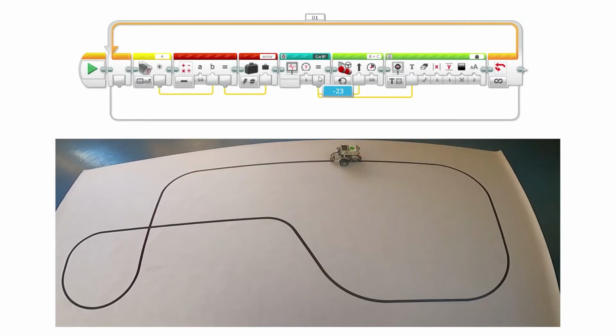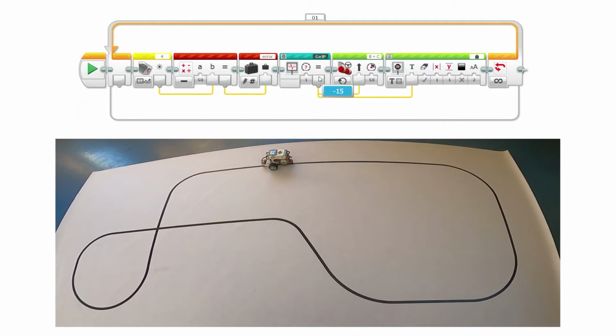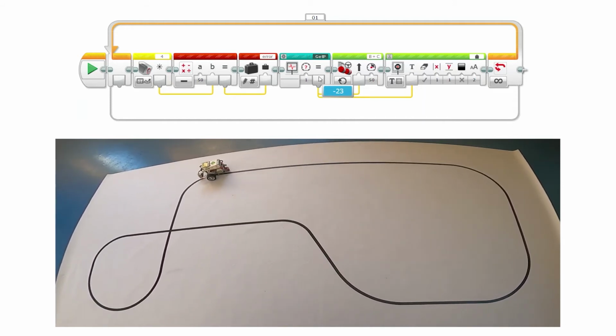Here's the proportional line follower in action. In our case, the proportional constant is set to 1. You might need to adjust the proportional constant for your robot.